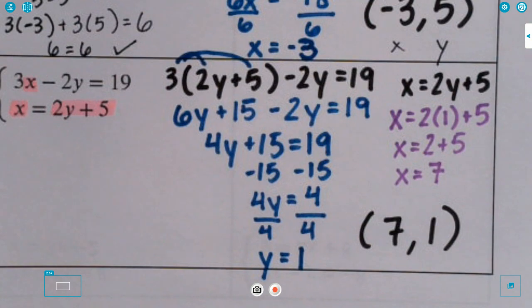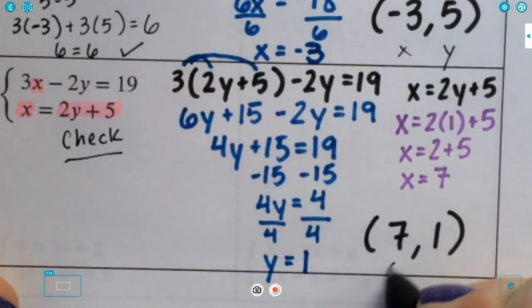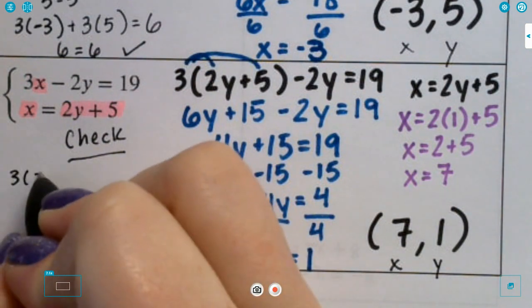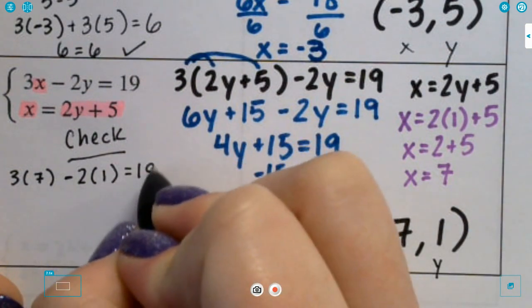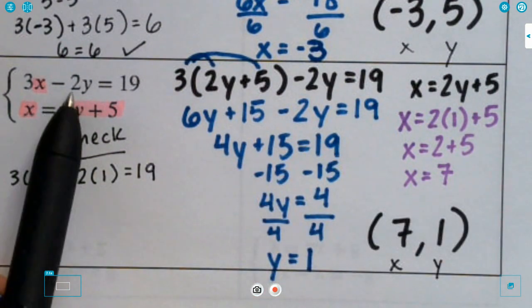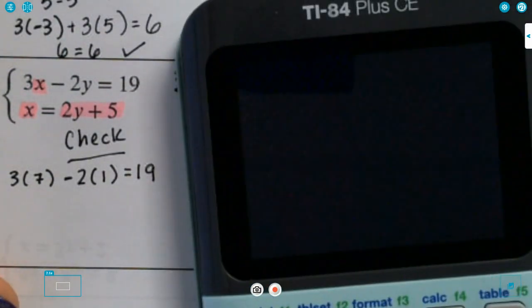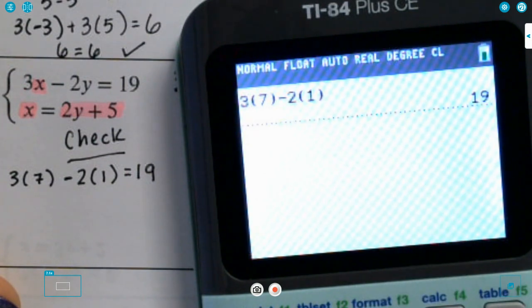Okay, so then again, I want to show you that we can check these. To check this, I would be plugging in 7 for x and 1 for y. So I would do 3 times 7 minus 2 times 1 equals 19. I got that from right here, 3x minus 2y equals 19. So that'll be 3 times 7 minus 2 times 1. Make sure that equals 19, which it does.